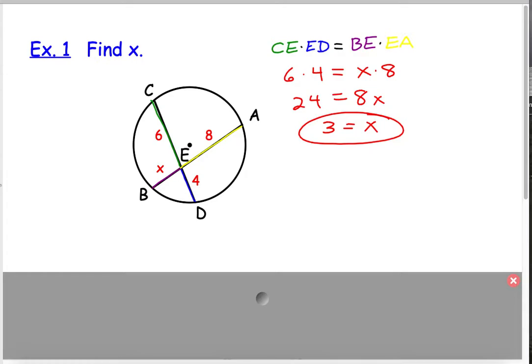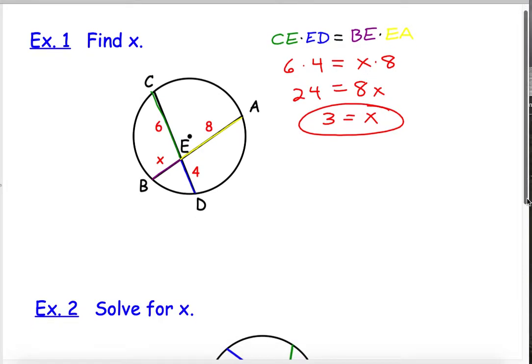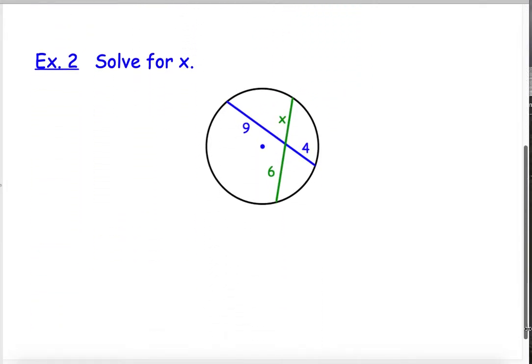Let's try one more example of this type, the chord example. Solve for x. Now you might want to hit pause, work it out, and then hit play again and see if you got the right answer. Okay, so you can do it either way. You could say 9 times 4 or 4 times 9, and you could say x times 6 or 6 times x. Doesn't matter. I'll start with the one that has x. So I'm going to say 6 times x is going to equal 9 times 4.